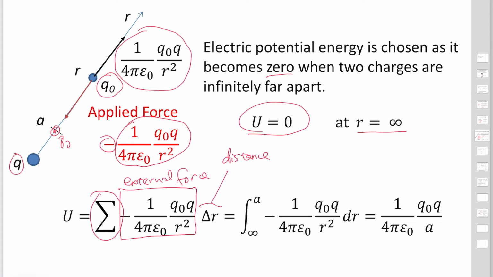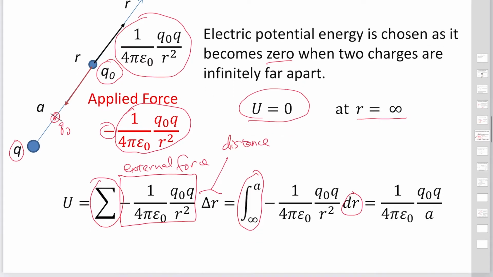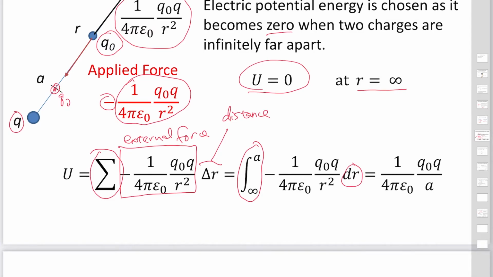So this expression can be expressed with an integral, because the sum of the force times delta r is expressed as the integral of F dr. This is how to convert from the sigma to the integral using the Riemann sum. If we perform this integral, this becomes 1 over 4 pi epsilon naught q sub 0 q over r, from infinity to a. It becomes 1 over 4 pi epsilon naught q sub 0 q over a. So this is the electric potential energy of two charges.